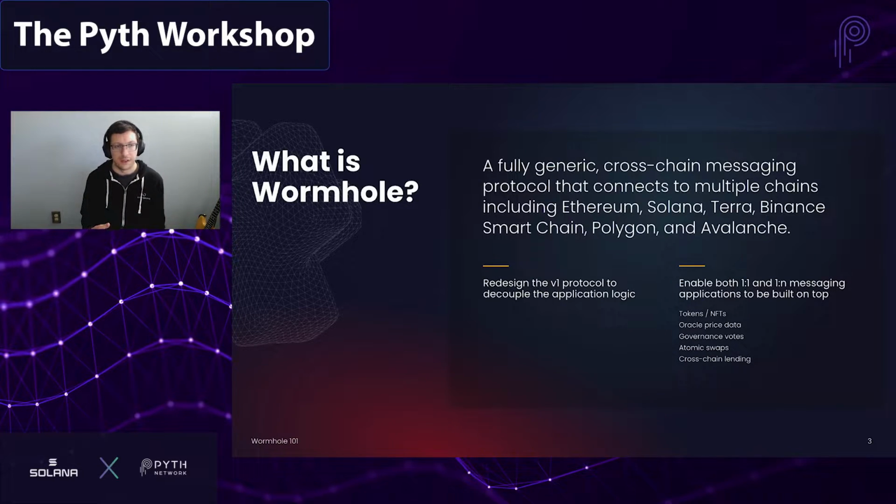Wormhole originally started as a bi-directional token bridge between Ethereum and Solana. What we call Wormhole v2, the current iteration, was a redesign of that version 1 protocol to allow for generic message passing. So we can pass any kind of information between these connected chains, both one-to-one, like trying to transfer a token from one chain to another chain, and one-to-N messaging, say like broadcasting Pyth prices from Solana to all other connected chains. And we'll talk a little more about how that might work in the future.